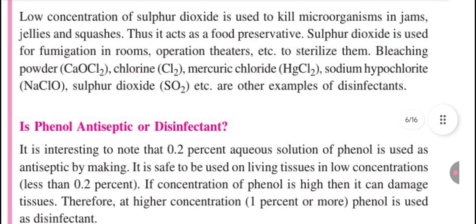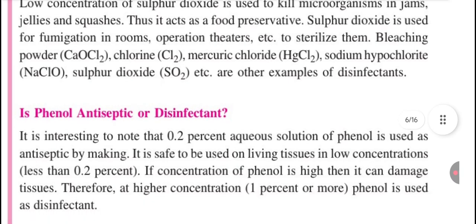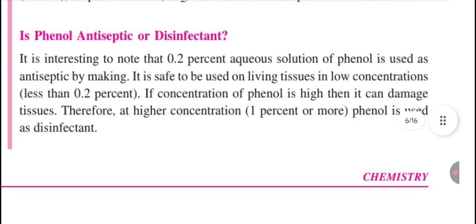Low concentration of sulfur dioxide is used to kill microorganisms in jams, jellies, and squashes. Thus, it acts as a food preservative. Sulfur dioxide is used for fumigations in rooms, operation theaters, etc. to sterilize them. Bleaching powder, CaOCl2, chlorine, mercury chloride, sodium hypochlorite, sulfur dioxide, etc. are the other examples of disinfectants.